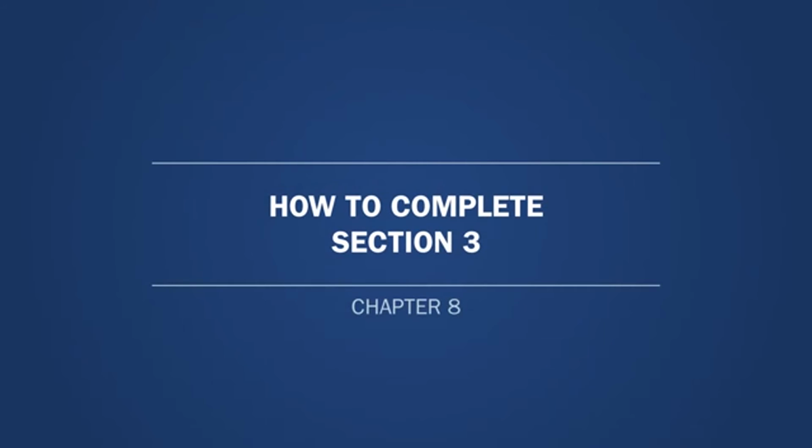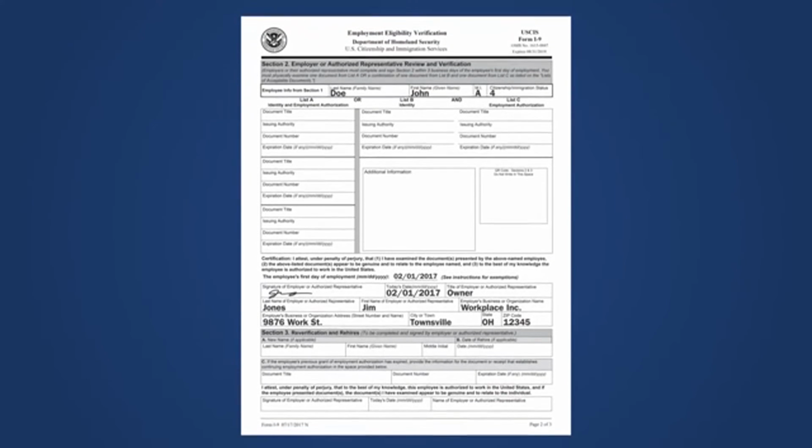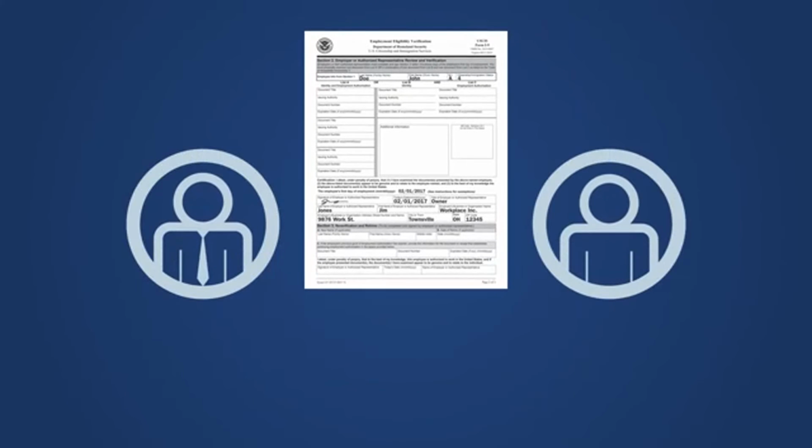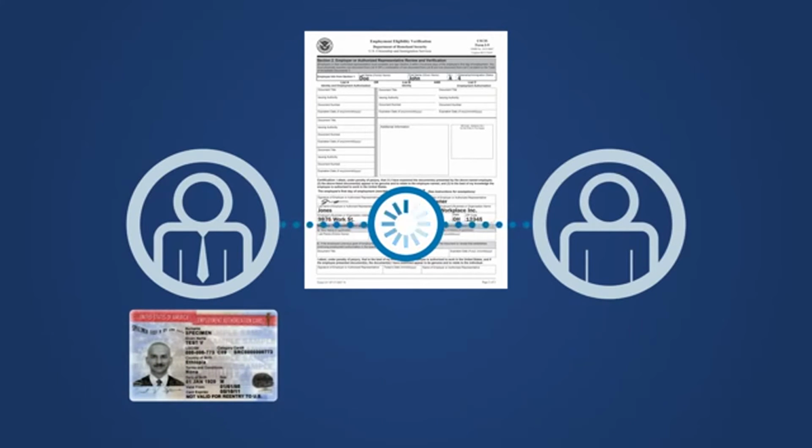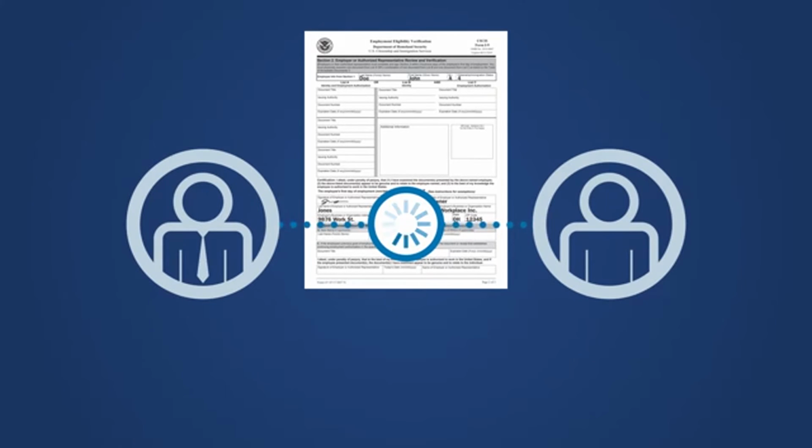Now, we'll discuss how employers complete Section 3 of Form I-9 to re-verify or rehire an employee. Employers must use Section 3 to re-verify an employee's work authorization if the employee presented an employment authorization document that contained an expiration date when it was originally verified.